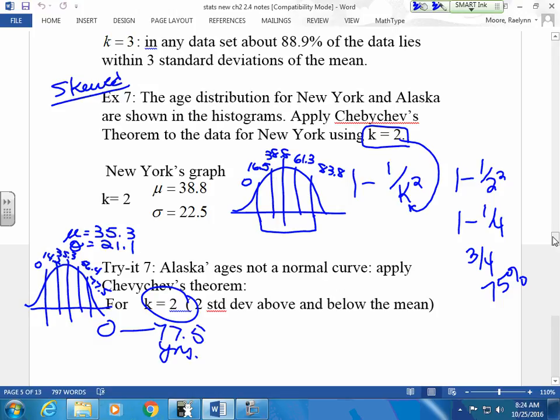I plug this 2 into my formula. And again, this is 75%. You're only going to get 2 of them. One is a 2, one is a 3. And 3 is the 88.9%. That's all we can estimate, because we don't know anything else about the skew. Okay? The only time we work with a non-normal curve.